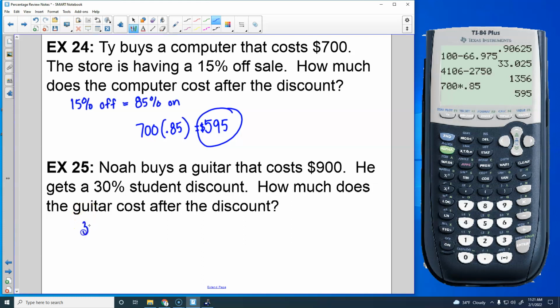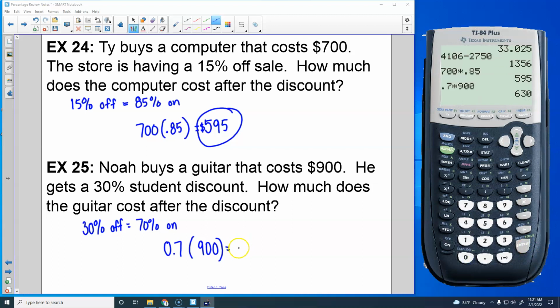Very good. So 30% off is the same as 70% on. That's the percent you have to pay. And so how do we find 70% of our 900? Good. And what will we get there? Good. Very good. So if I do 0.7 times 900, 630.